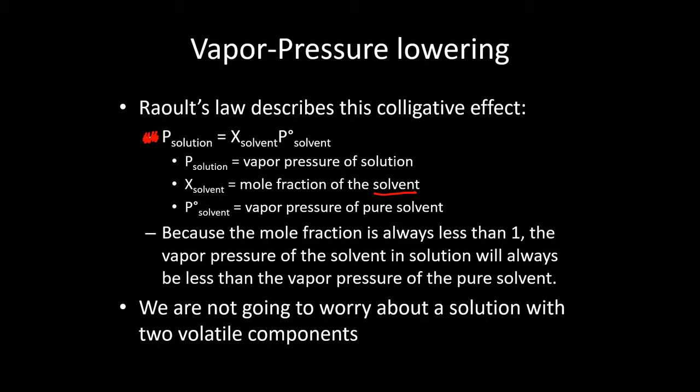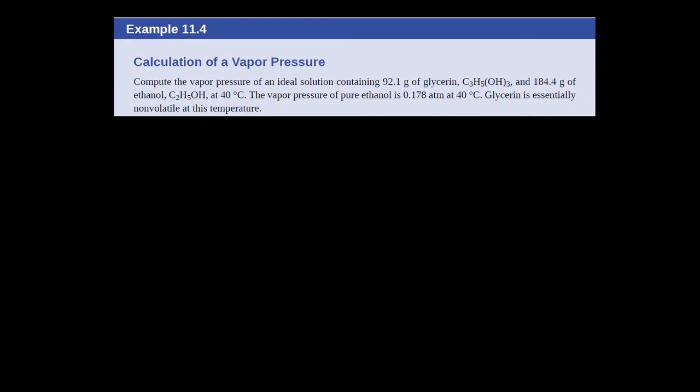Now, it is possible that you could have multiple things dissolved in the solution, and especially if they're both volatile components where you have things that are going up into the gas phase, it can get really complicated. We are not going to get into that at all. We are just going to stick with having one non-volatile solute in the solution.